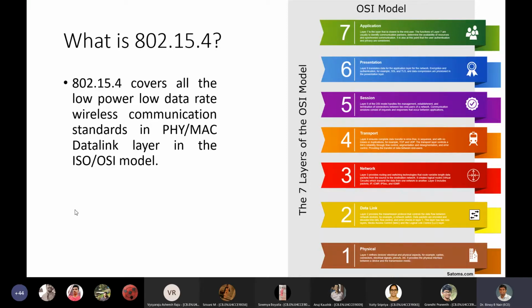Basically, IEEE 802.15.4 mainly looks at two layers of the OSI 7-layer system. You've heard of the OSI layers. Are you familiar now with the OSI model? Yes, sir. Anyone of you? Yes. Okay, so what we are looking at is that 802.15.4 typically provides standardization for these two bottommost layers.